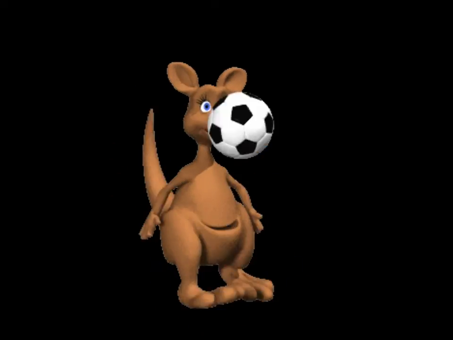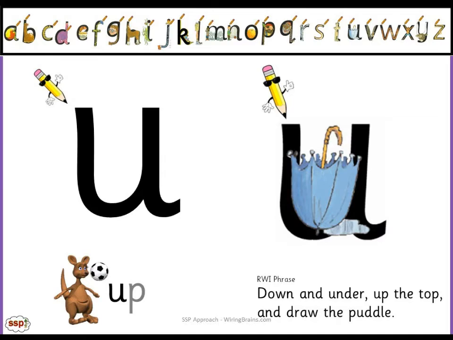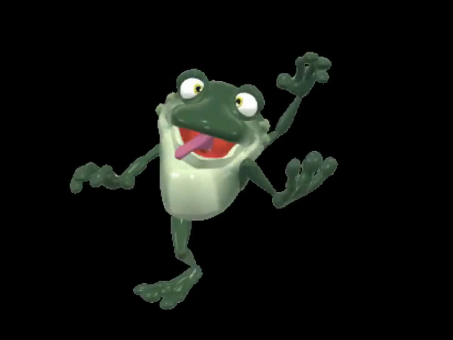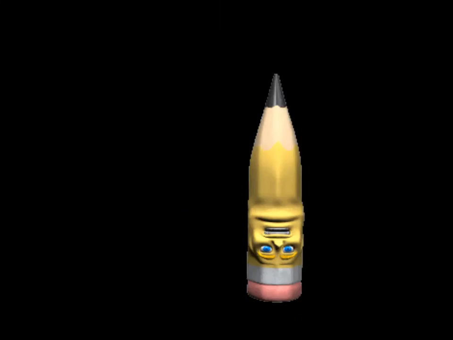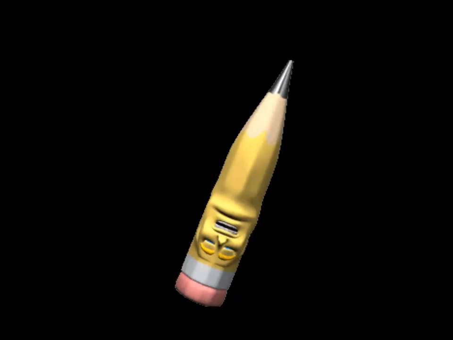Up. Down and under, up to the top and draw the puddle. I think the speech sound frog has eaten the word "to" there. Down and under, up to the top and draw the puddle. Rub it off, rub it off.